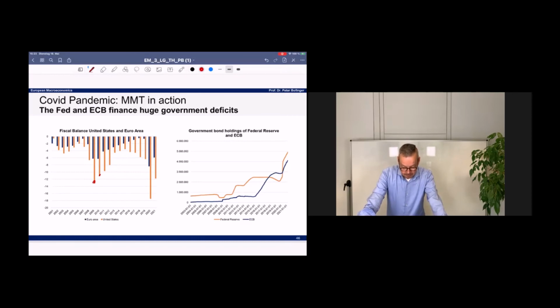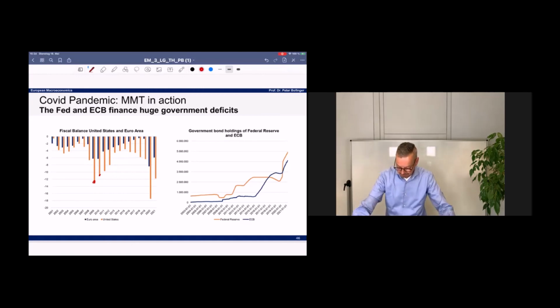You can see that these huge deficits were financed by unprecedented increases in the bond holdings of the Federal Reserve and the ECB. They've both increased their bond holdings substantially. And this means that more or less all the deficits that were required to stimulate the economy, to stabilize the economy, were financed by the central banks. So this is a clear example of how modern monetary theory has been applied during this crisis.